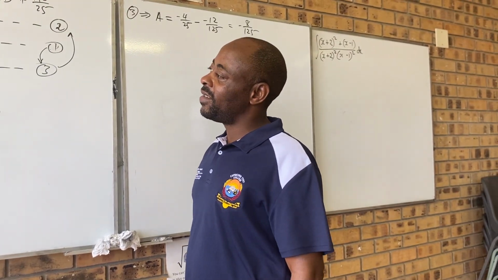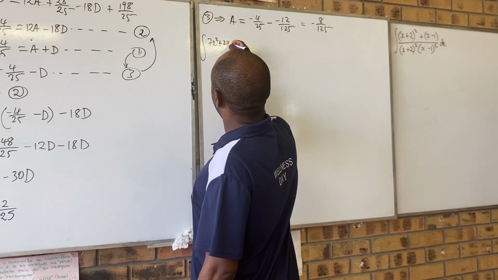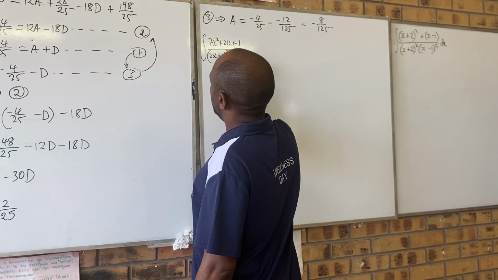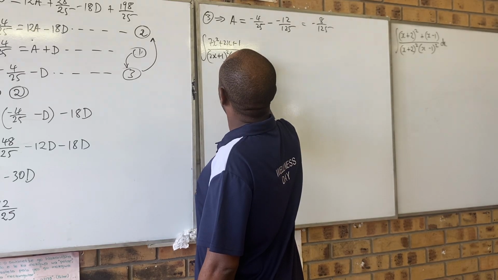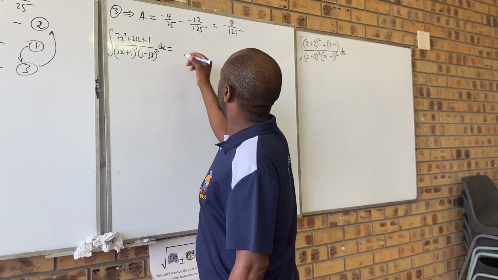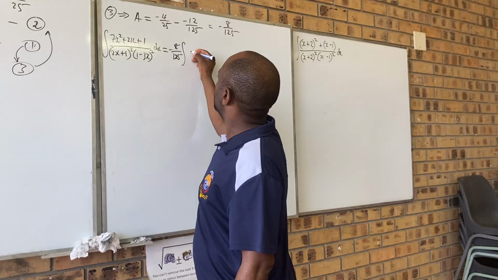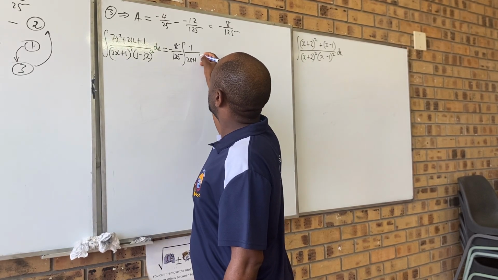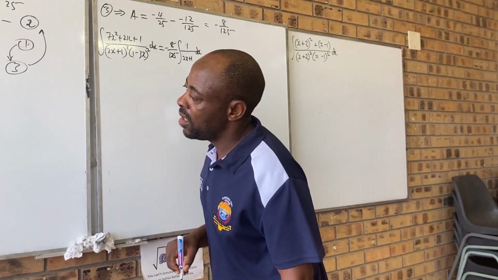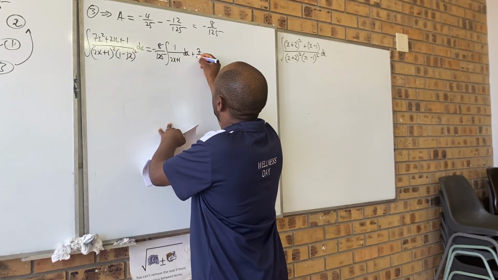Now it's time to integrate. So I'm copying my integral of 7x squared plus 2x plus 1 divided by 2x plus 1 squared into 1 minus 3x squared dx. Then I substitute. My a is a constant, I take it out. A on 125. The function is 1 on 2x plus 1 dx. Then my b, where is my b? Okay, 7 over 25, another constant. So it's 7 over 25.